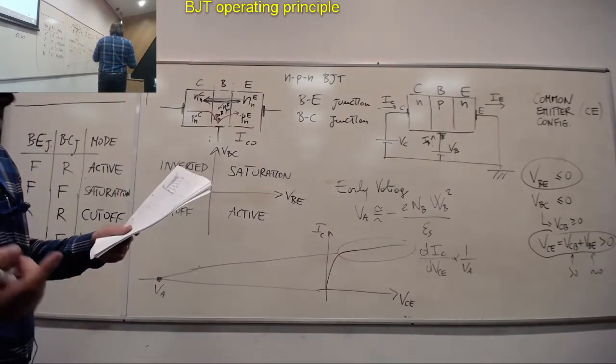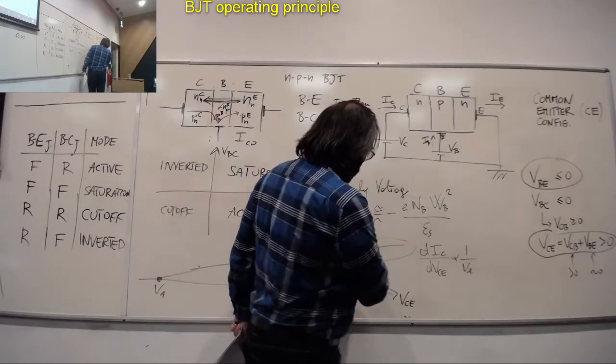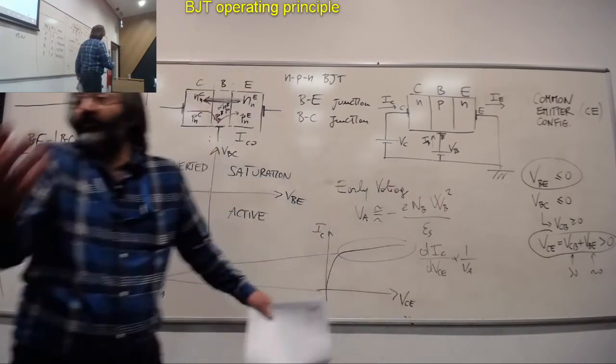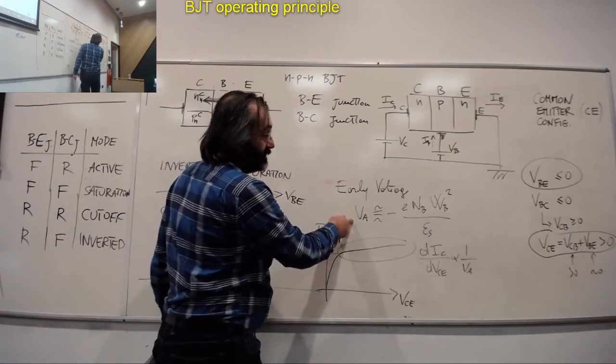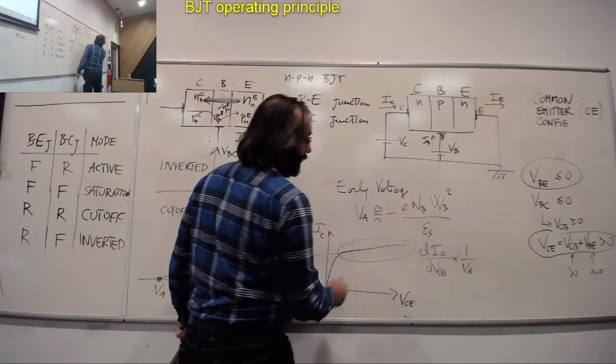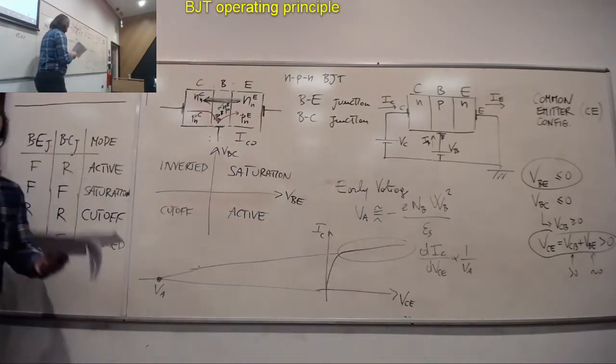So this is a kind of interesting realization. If I need this to be flat as I want, I need to play with VA. So, increase the doping, or increase the width of the base, and so on and so forth.